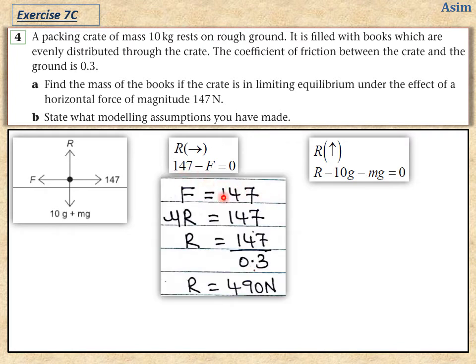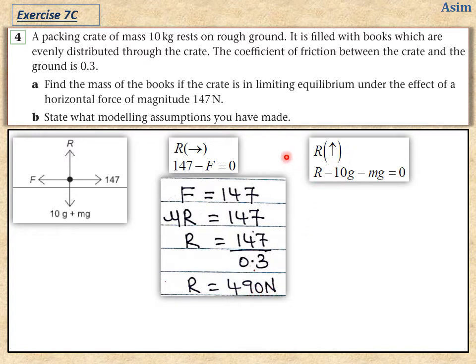So now F is 147. Whenever there is R and F in a question, go to mu and use this formula: F equals mu R. Mu is given in this question as 0.3, so we know the coefficient of friction is 0.3. That's why R will be 147 divided by 0.3. So the reaction force is 490 Newton.